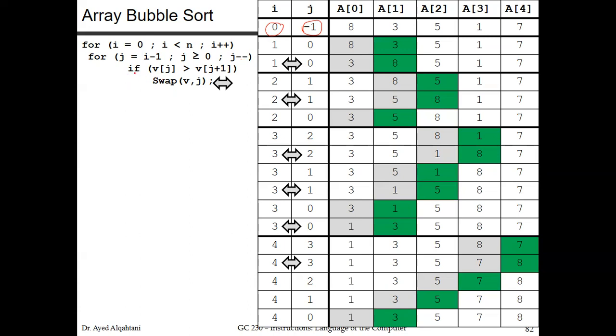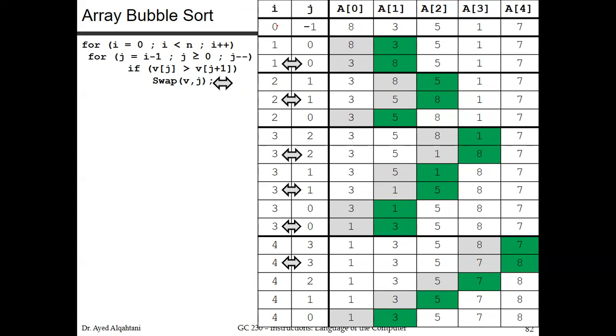Now, the sort condition is when you compare v of j to v of j plus 1. If the data in v of j is larger than the data in v of j plus 1, then you do a swap. And to understand how this is going, I tabulated the operation for an array with 5 members. Let's say randomly the members are 8, 3, 5, 1, and 7.